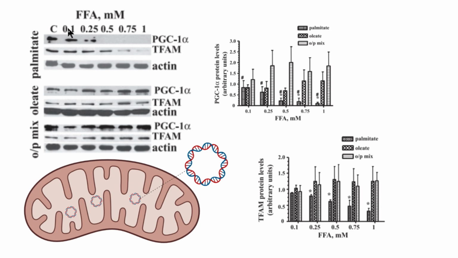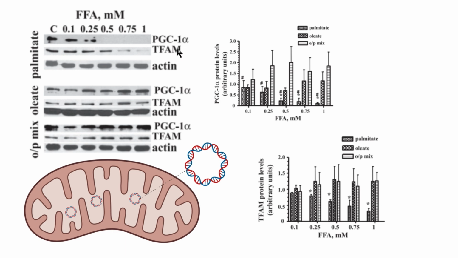Okay, so again, we've got our increasing concentrations of each fat. We've got palmitate alone here. We've got oleate alone here. We've got our oleate and palmitate combination. Here we've got our control condition where none of the fats were added. So this is just the regular media to the cells without any added fats. And they're measuring the amount of PGC1 alpha and TFAM.